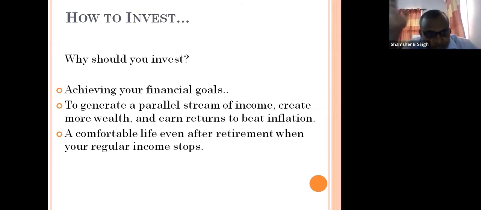So the point here is the objective. Why should we invest? The first thing is achieving our financial goals. The goal could be a short-term goal, or a long-term goal. But to achieve our financial goal, we need to invest the money. The second reason why we should invest is to generate a parallel stream of income, create wealth, and earn a return to beat the inflation.